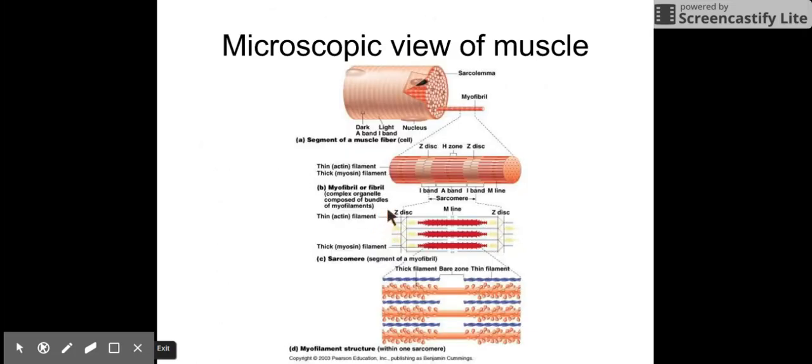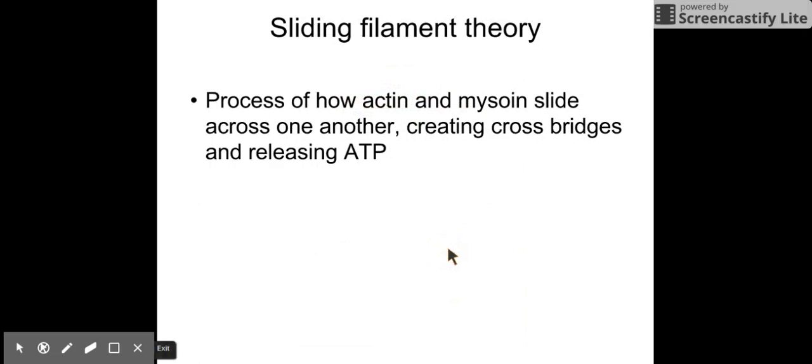There are two shapes I want you to be aware of here. If we look down here, you can see the thin line and you can see the thick line. The thin line is the actin filament and the thick line is the myosin filament. And I want you to remember those because we're going to be talking about them in just a little bit. The reason that those are so important is because they are the things that are actually producing movement. They're the contractile bits.